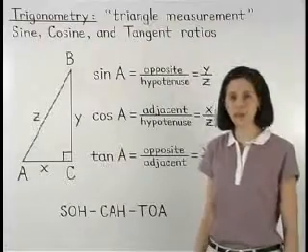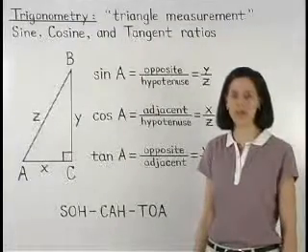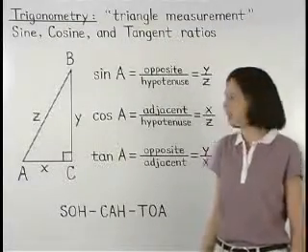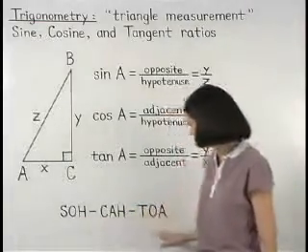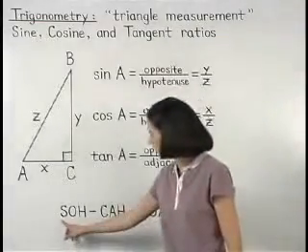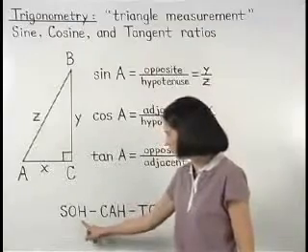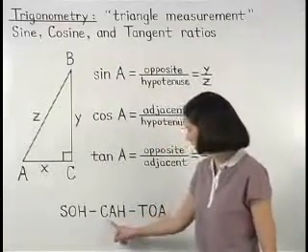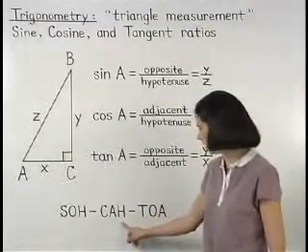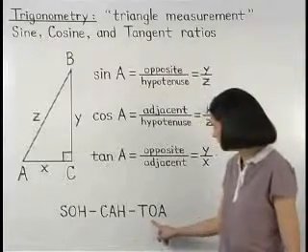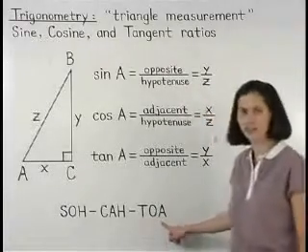An easy way to remember the sine, cosine, and tangent ratios is to use the word SOHCAHTOA. Sine is opposite over hypotenuse, cosine is adjacent over hypotenuse, and tangent is opposite over adjacent.